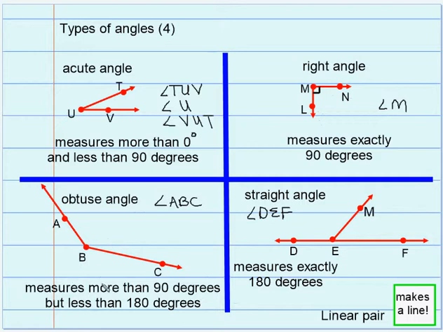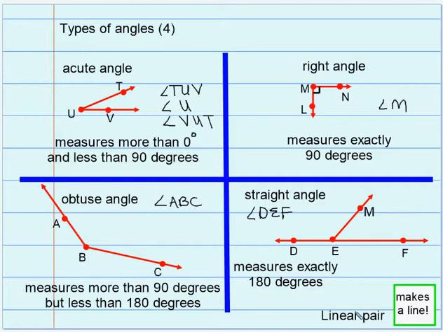Obtuse angles measure more than 90 degrees but less than 180 degrees. Okay, so they're a little bit bigger than a right angle, but not completely flat yet. Straight angle, in this case we have angle DEF. Straight angles measure exactly 180 degrees. They form a line. Okay?